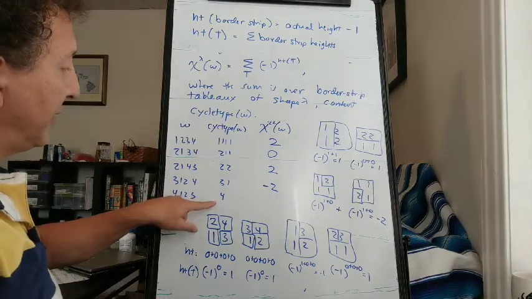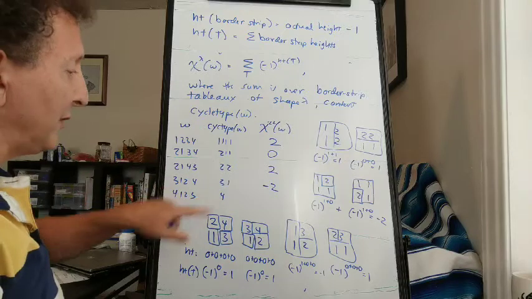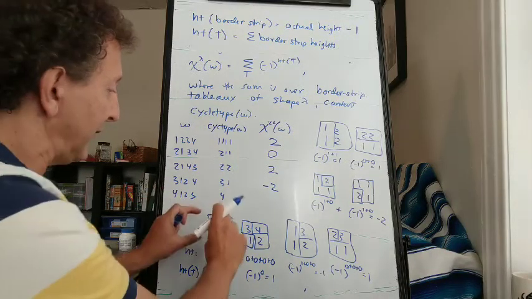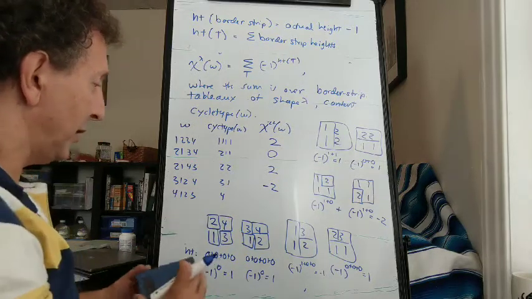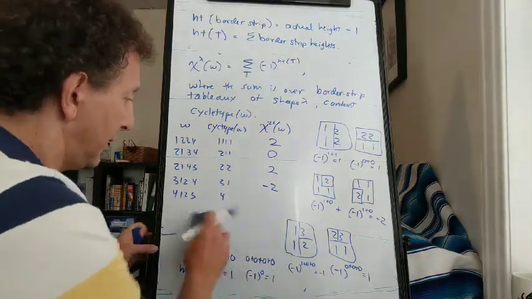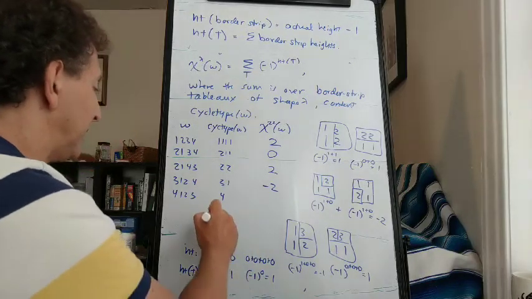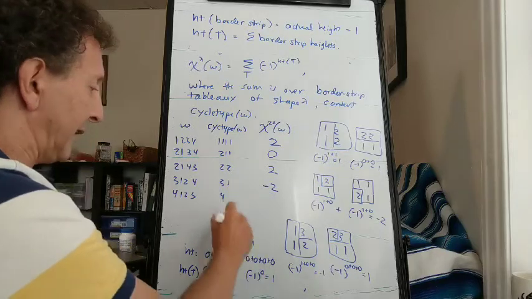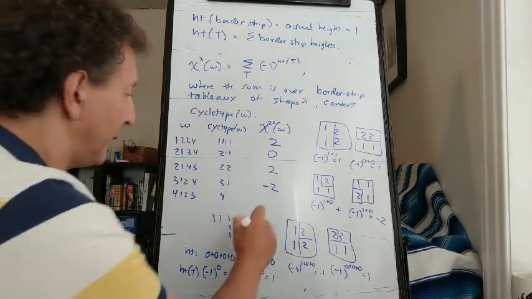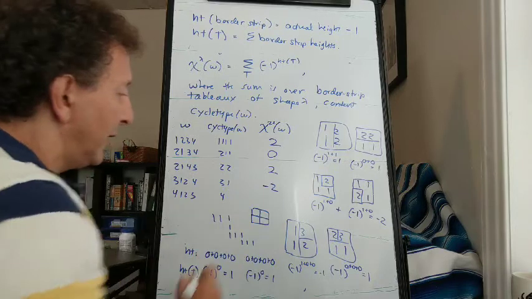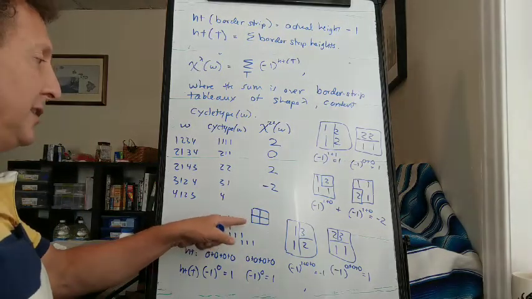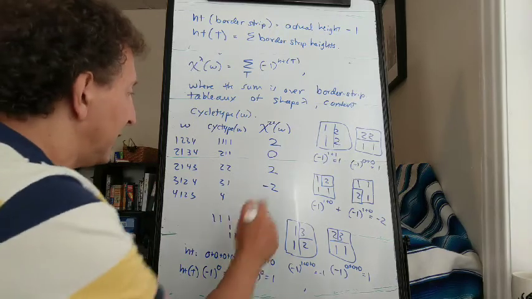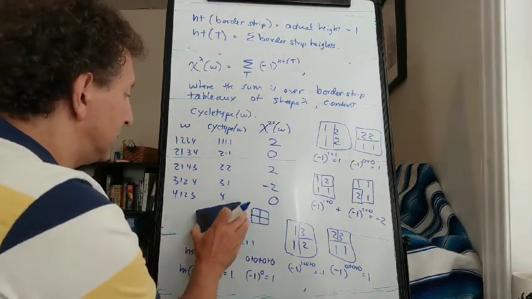And then for cycle type 4, we want to put 4 1s in there. But a border strip can't have any 2 by 2 subshape in it. Border strip has to be something like that. We can't fill this 2 by 2 Young diagram with 4 1s which form a border strip. It wouldn't be a border strip. So we're going to get 0 here.